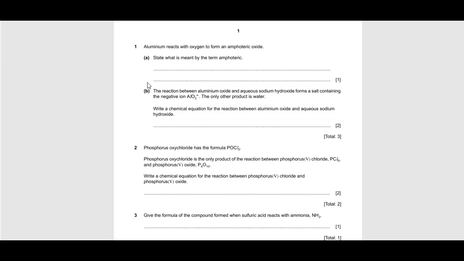Okay. Second question. Phosphorus oxychloride has a formula POCl3. It is the only product of the reaction between phosphorus pentachloride PCl5 and phosphorus(V) oxide P4O10. Write a chemical equation for the reaction between phosphorus pentachloride and phosphorus(V) oxide.